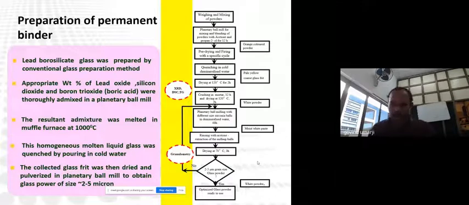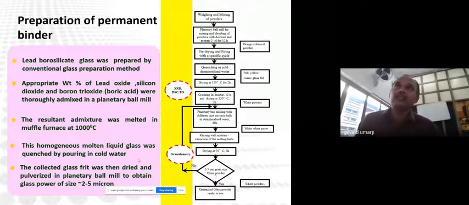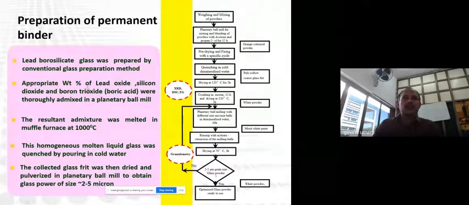Some people don't know about the conventional method. I will explain a little bit about how the glass is formed. Particularly, we have to weigh the appropriate weight percentage of lead oxide, silicon dioxide, boron trioxide. These are the ingredients which need to be thoroughly mixed in the ball mill.